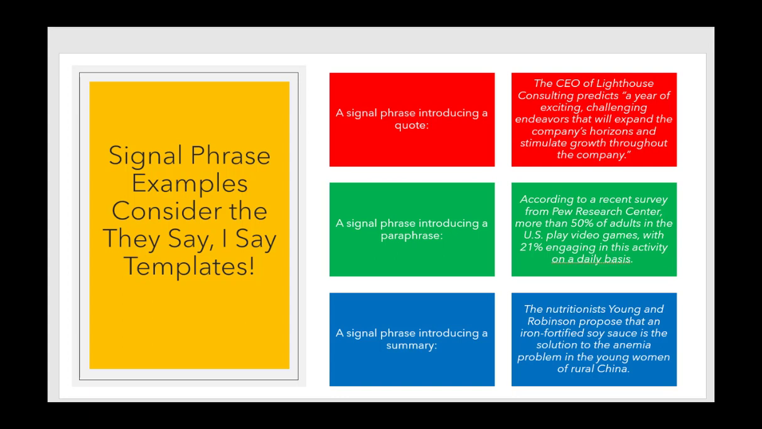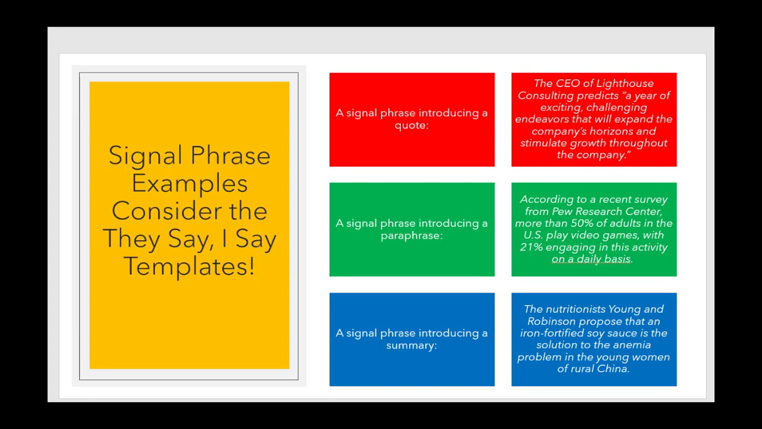Let's say we remove that signal phrase for a moment and all we have is a year of exciting, challenging endeavors. Well, as a reader, I wouldn't know how to process that information. What does that mean in the context of the writing? So we need to tell the reader that this was a prediction.